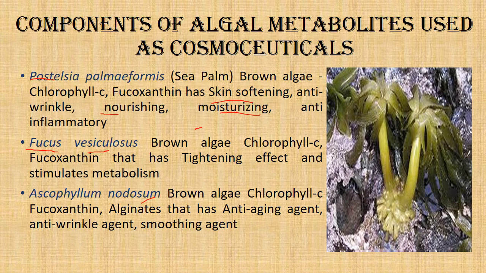The next algae is Fucus vesiculosus. This Fucus vesiculosus is a brown algae which is commonly called bladderwrack or sea grapes. By the way, the picture on the right side is of the first algae, that is Postelsia. I forgot to mention it. Now we are talking about Fucus vesiculosus.